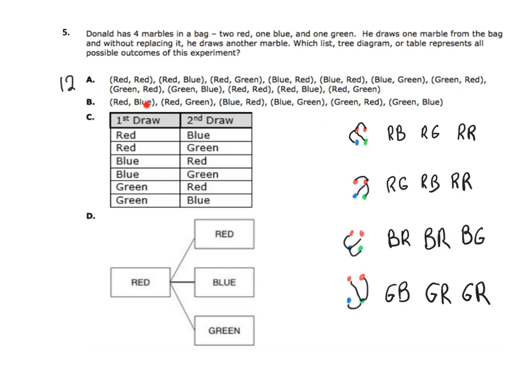Let's look at B. 1, 2, 3, 4, 5, and 6. So that's only half, so B would not be correct. C only has 1, 2, 3, 4, 5, 6, because one whole row is an outcome. So that's only 6, so C is wrong. And D, there's only 3 different outcomes: red to blue, red to red, and red to green. So D is wrong. So A would be our answer.